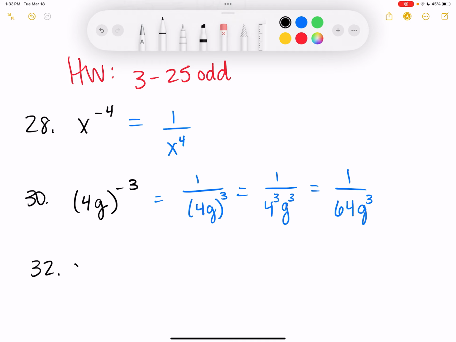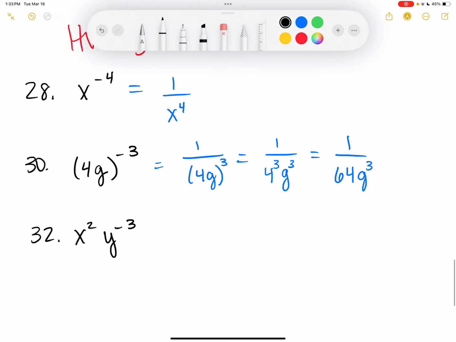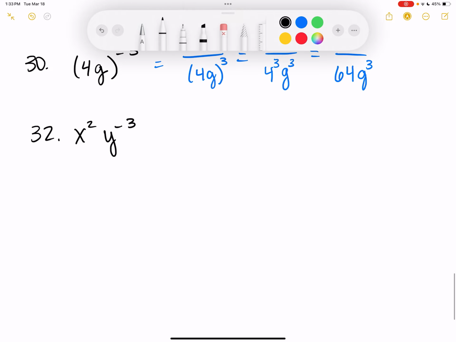32. x squared y to the negative 3. What do I need to do with this one? You have to flip the y. Flip the y, yeah. So this will be x squared, oh, not cubed, squared, over y cubed. And that's where that one stays.